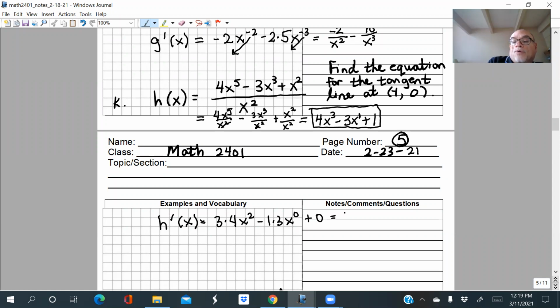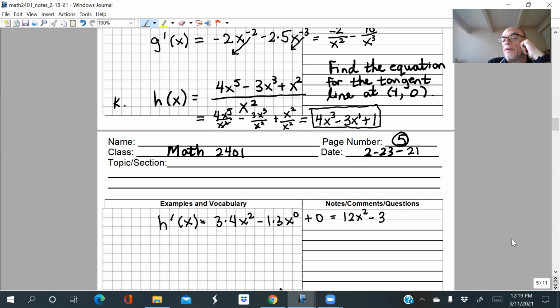So you end up here with 12x squared minus 3. Wow, turns out to be really easy there. Remember, x to the 0th is 1, so this just disappears. You get minus 1 times 3, which is minus 3. So easy there. There's the derivative function.